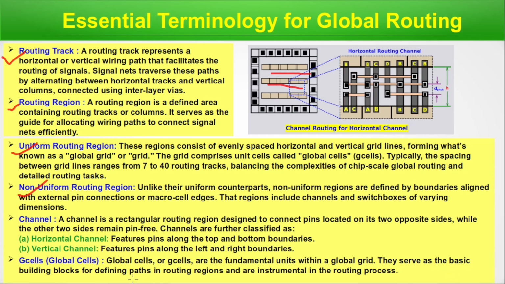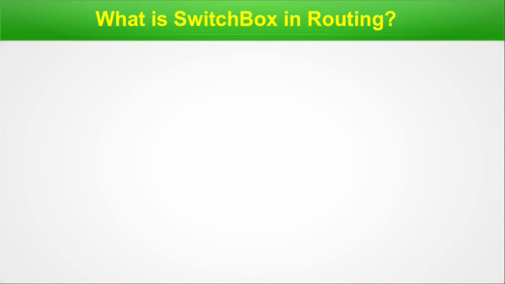They serve as basic building blocks for defining paths in routing regions and are instrumental in the routing process. So these are the terminology: routing track, routing region, uniform routing region, non-uniform routing region, channel, that is horizontal and vertical channel, G cells or global cells. These are the important terminologies. We are done with this slide. We will move to the next slide.